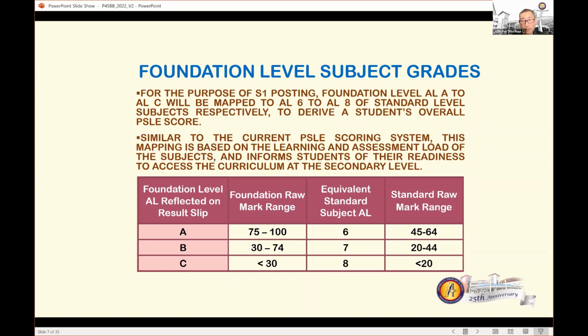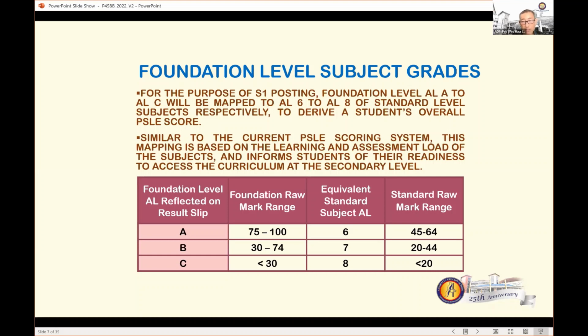So this one here, we just want to explain to the parents about how, in the past, we used to have parents who would say, "Oh, in foundation subject my child is able to score 100 marks, so I'm sure it will convert to a better AL score." The reality is that that's not the case. As much as possible, we try to keep our children in standard, as long as the child is not in danger of falling into an AL8. So that's why you see the 20 marks cutoff. You see the 20 marks on the right-hand side in terms of the standard raw mark range, that 20 marks is the minimum score that the child needs to attain to get an AL7.